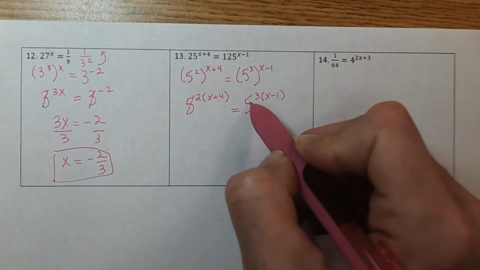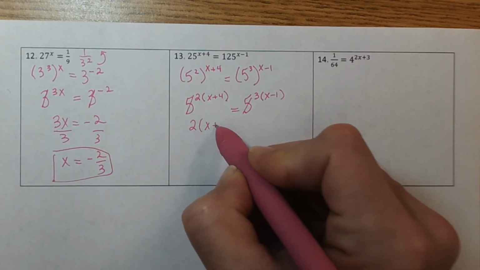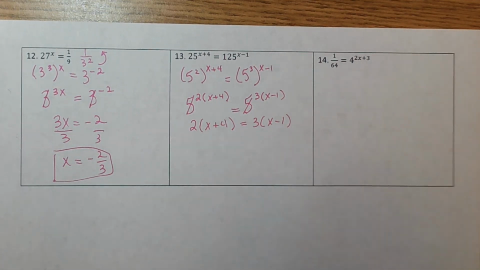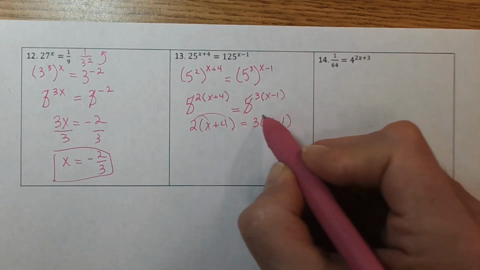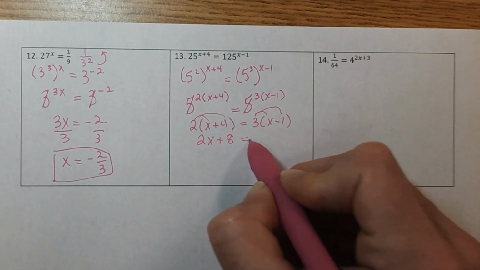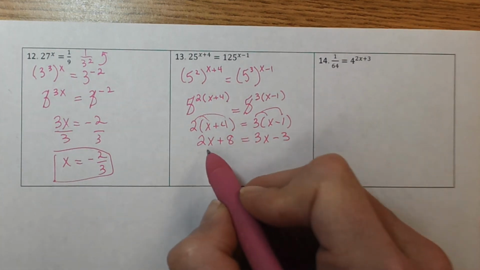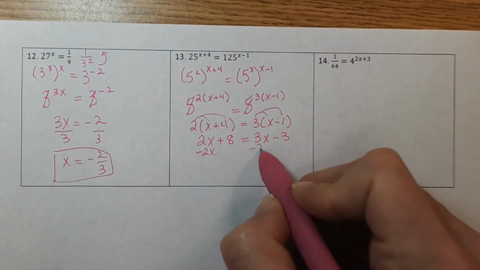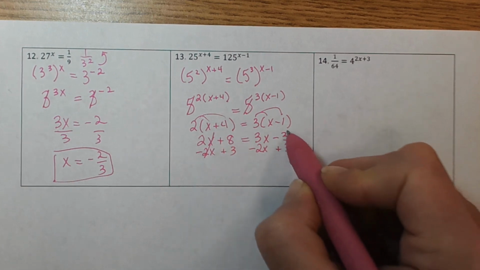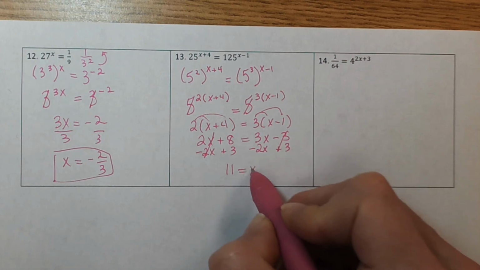Okay, so now that my bases are the same, I'm going to cross them out. So I'm going to set up that 2 times x plus 4 is equal to 3 times x minus 1. Distribute my 2 and distribute my 3. So I have 2x plus 8 is equal to 3x minus 3. Now I subtract my 2x, and I'm going to go ahead and add the 3. So that goes away, and that goes away. So 8 plus 3 is 11 is equal to x.